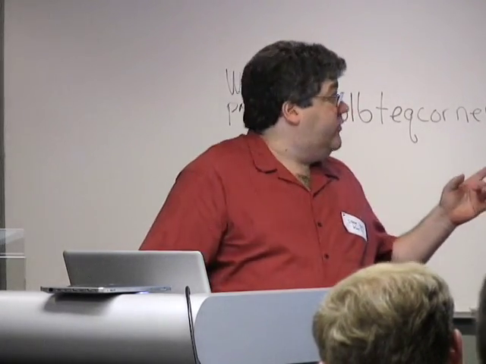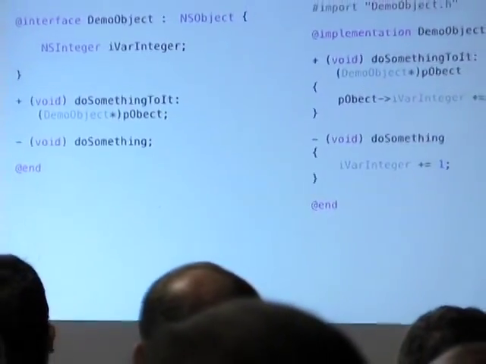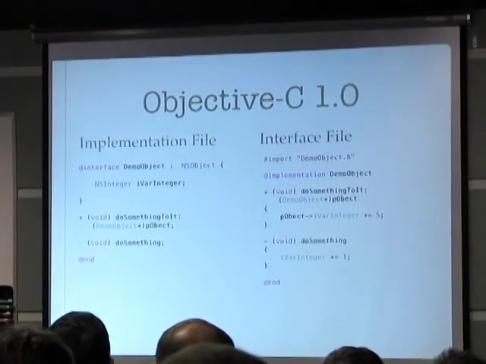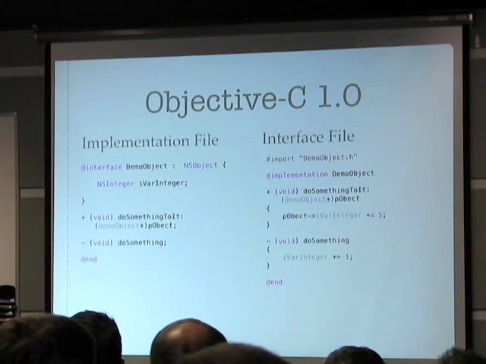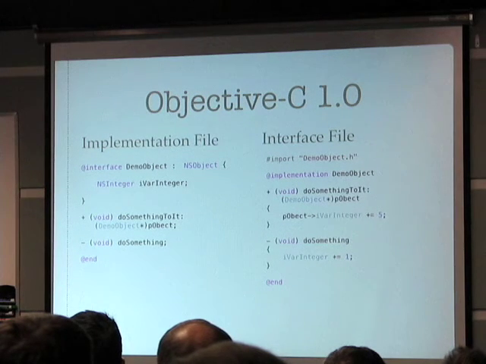So let me talk about Objective-C 1.0. This is what originally was available for Mac OS 10.0 and also for iOS. It's basically an implementation file and an interface file: objects, implementation, the header files, .h, the interface file. Does anyone know why they call it .m? They're method files. That was the original name. That's where the .m comes from. A bit of trivia.